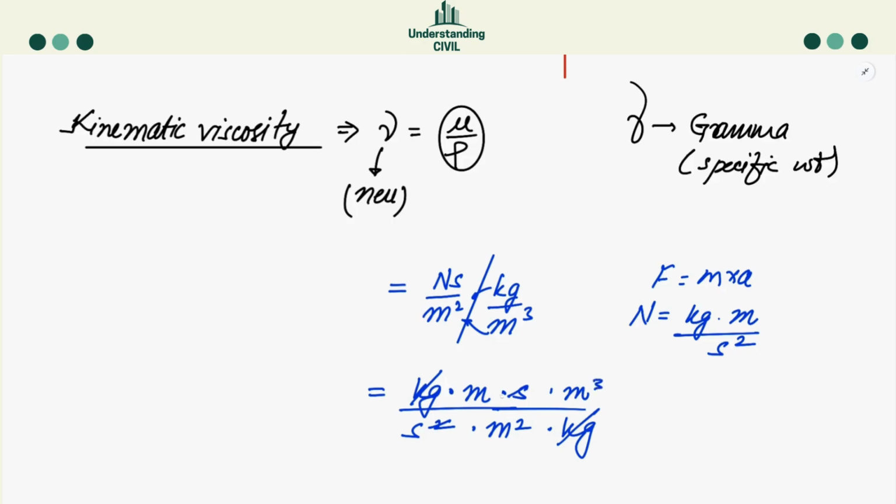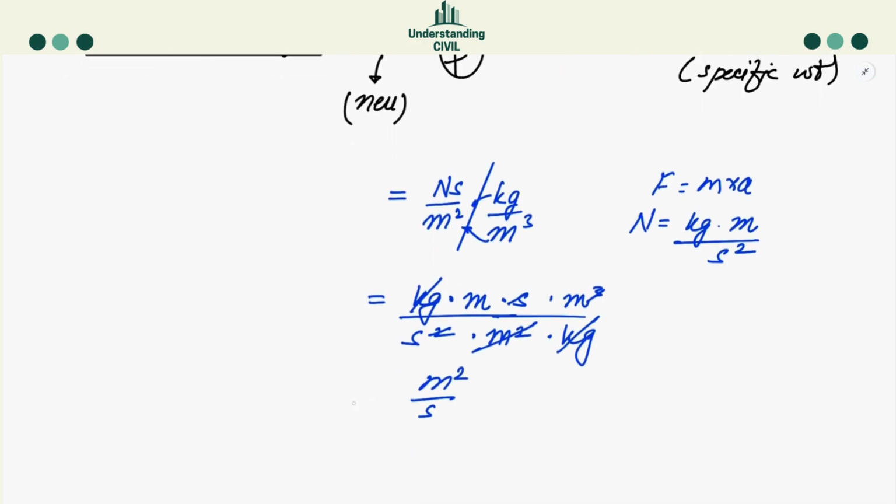This is meter cube. So looking at this value again, meter square, meter cancels out. So this comes out to be meter square per second. So the unit of the kinematic viscosity is meter square per second.